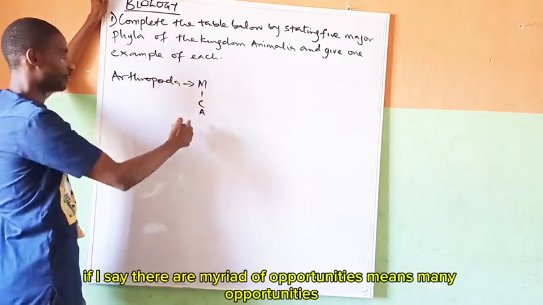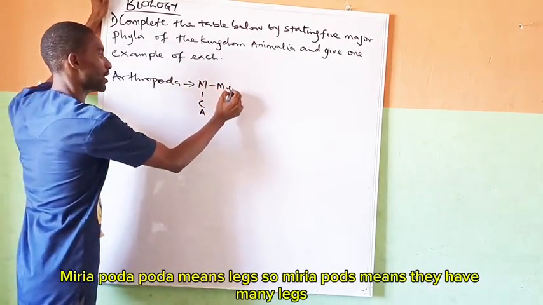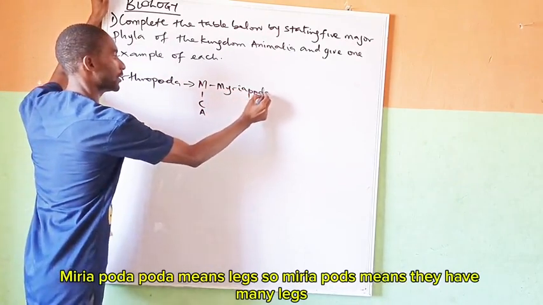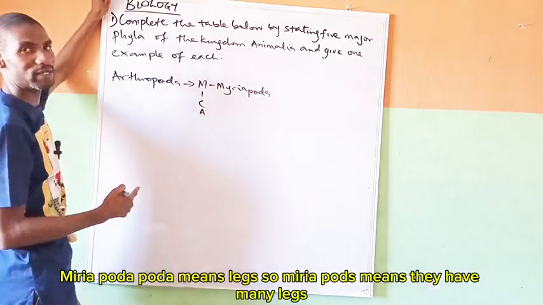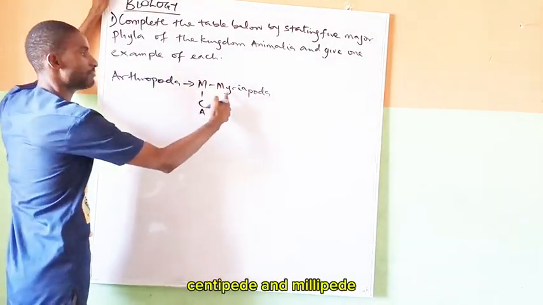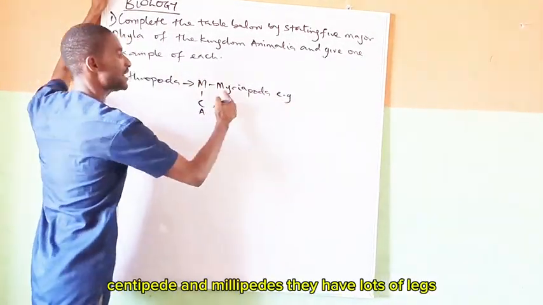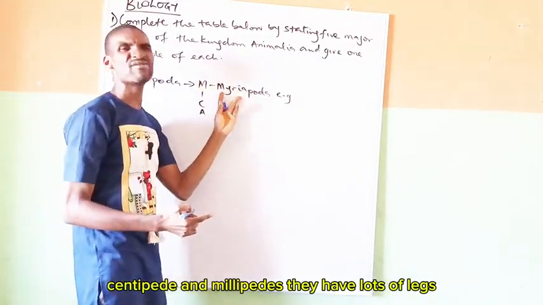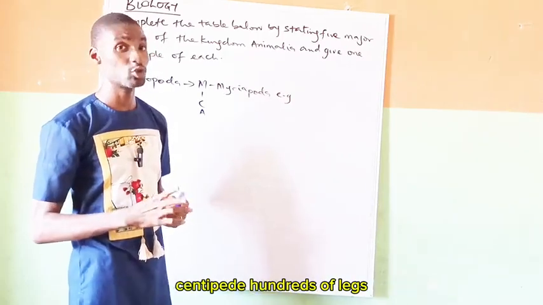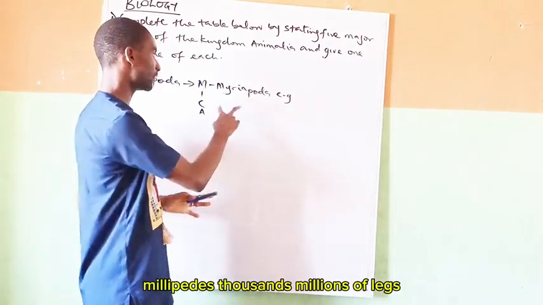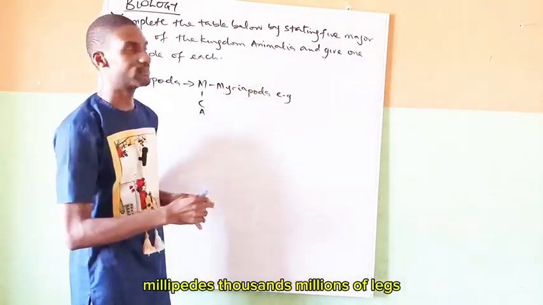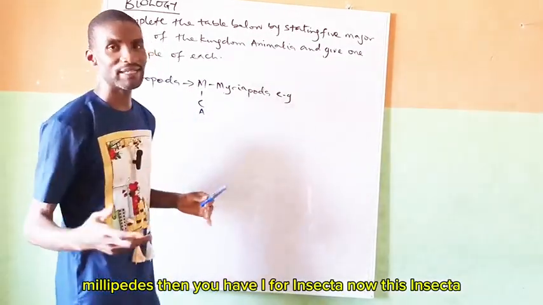Under this phylum, there are 4 classes. Myriapoda, that's Mica. You can type that in the comment section. Mica, Myriapoda. Myriad means many. Myriads, if I say there are myriads of opportunities, means many opportunities. Myriapoda, poda means legs. So myriapods means they have many legs.